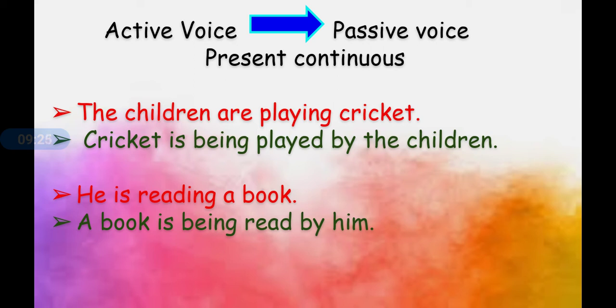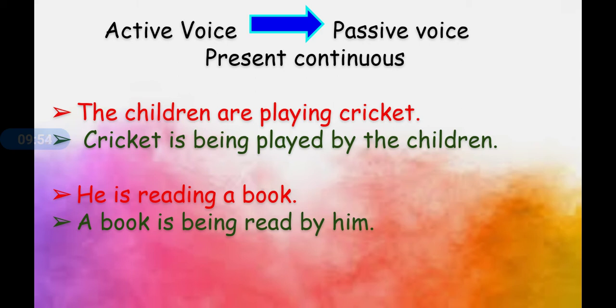But we have to use is or are in the present tense. That is present continuous tense. Cricket is being played by the children. He is reading a book. He is the subject here and a book is the object. Then when we convert it into passive voice, a book will become the subject. A book is being read by him.